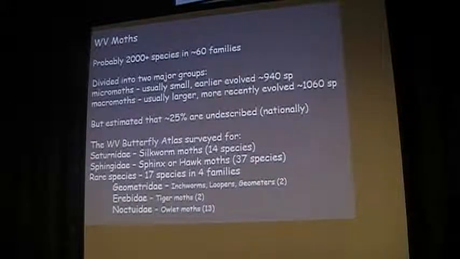As I said before, moths are divided into two major groups. Micromoths are typically small, not always, but typically quite small, 6 to 20 millimeters or so in length. They evolved earlier, and there are probably about 940 species or so in West Virginia. Macromoths are usually larger, more recently evolved, and we have a little bit more, something over 1,000 species we estimate. We estimate that about 25% nationally are undescribed. That could be a lot larger. That's just a guess.